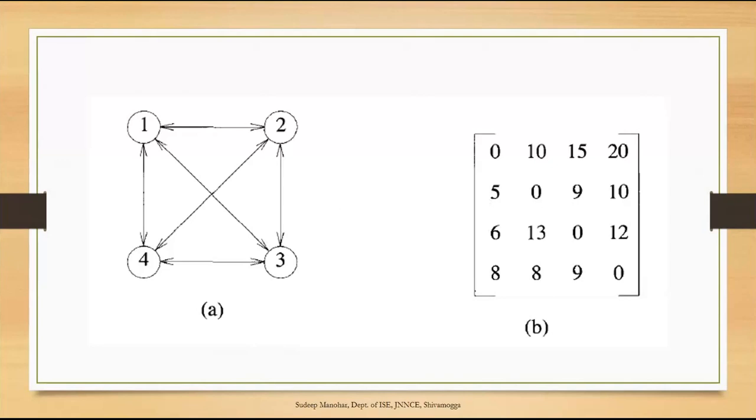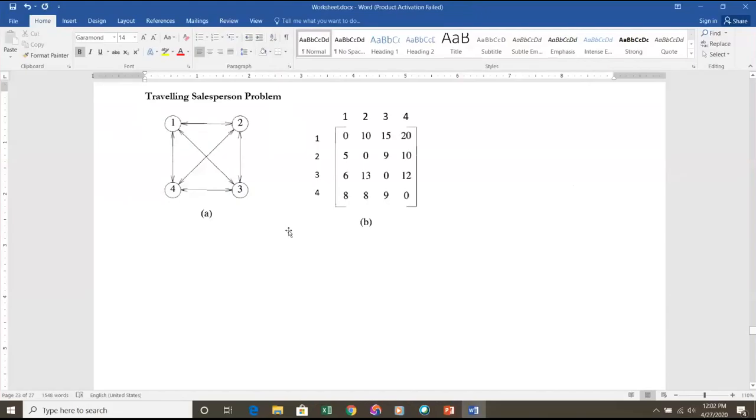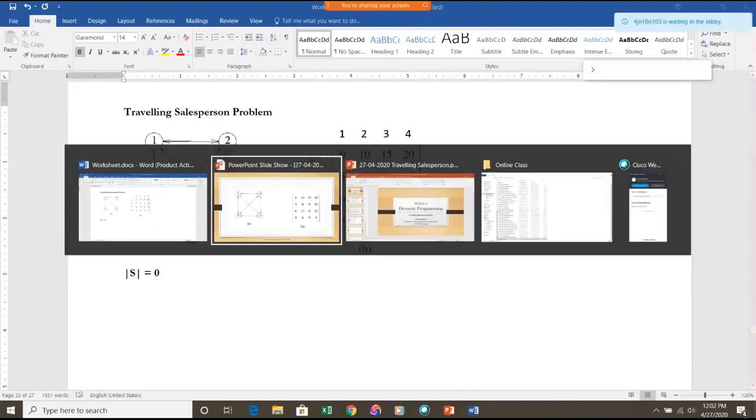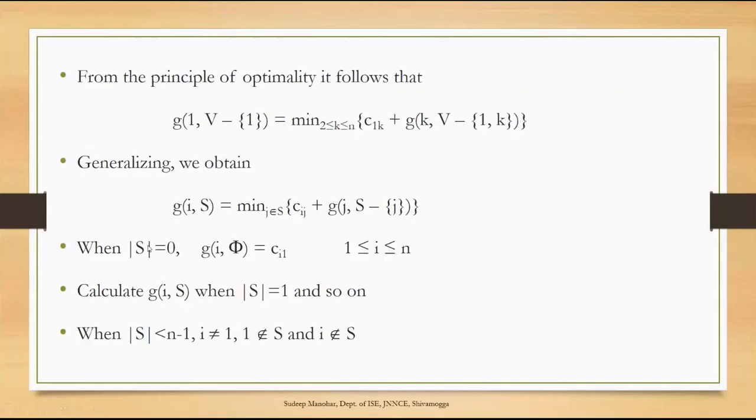Now coming to the problem, let us see how to solve this problem. First, what the problem tells us, we have to consider cardinality of S is equal to 0. That means the number of vertices in S is 0. When S is 0, we have seen one formula. So when S is 0, we have to apply this formula: G of I comma null, because S is null. G is nothing but the cost from I to 1.